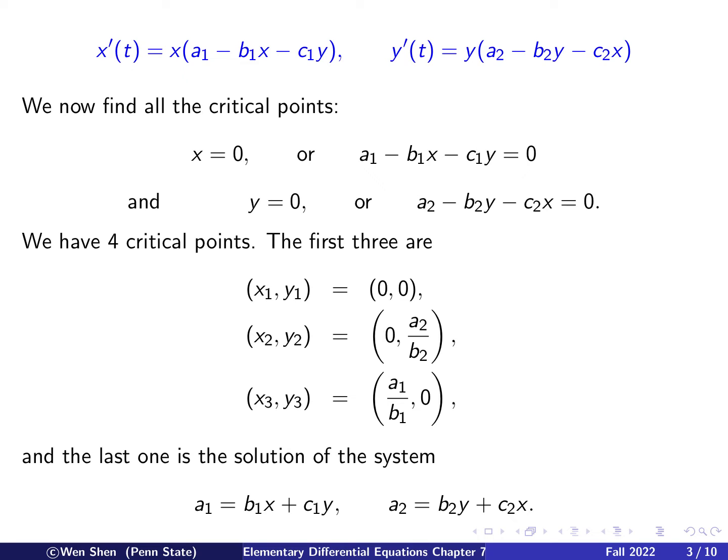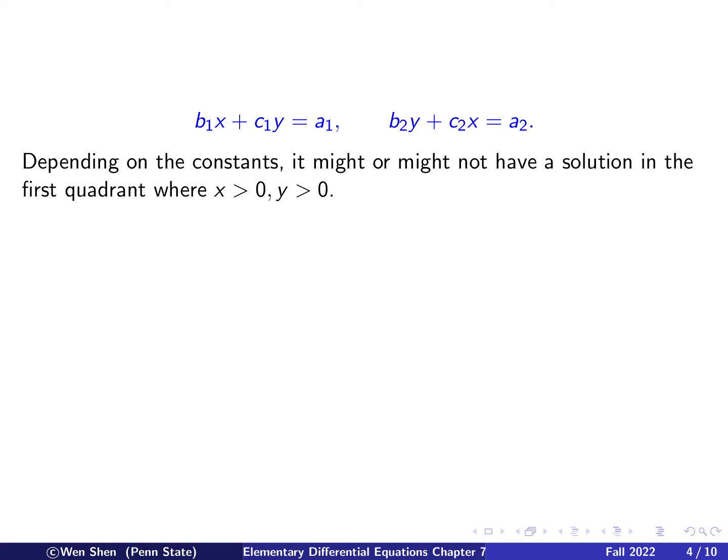And then possibly there is one more, that is where we have this factor 0 and this factor 0, which we can rewrite here. We see that these are two linear equations, and we have two unknowns, x and y. Okay, so let's take a look at the last critical point, number 4. It needs to be a solution for this linear system of two equations. And furthermore, we are only interested in the solutions that lie in the first quadrant, that is where x is bigger than 0 and y is bigger than 0.